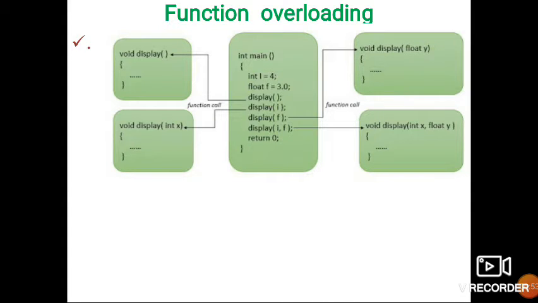In this diagram, we can see four functions with the same name, display, but the difference between them is the arguments of those functions. The first function display has no arguments. The second one has one argument i of integer type. The third function display has one argument f of float type. The fourth function has two arguments of float and integer type.